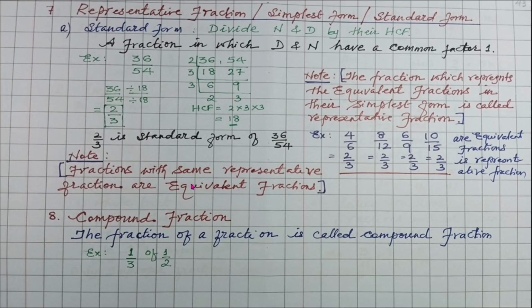In other words, the equivalent fractions are those which have the same representative fraction. So please remember that. Therefore I have made a note here. The fraction which represents the equivalent fractions in the simplest form is called representative fraction, and the representative fraction is the simplest form of equivalent fractions, or equivalent fractions are those fractions which have the same simplest form.